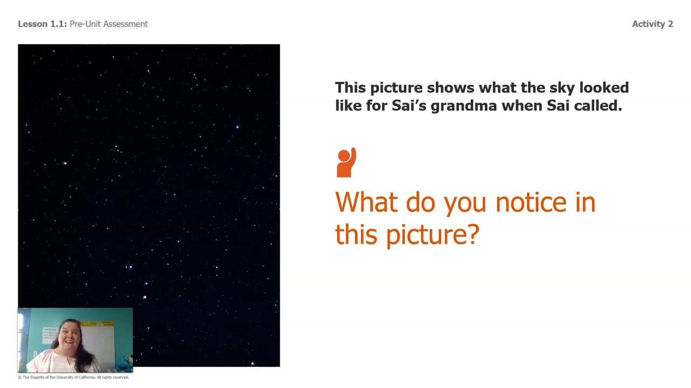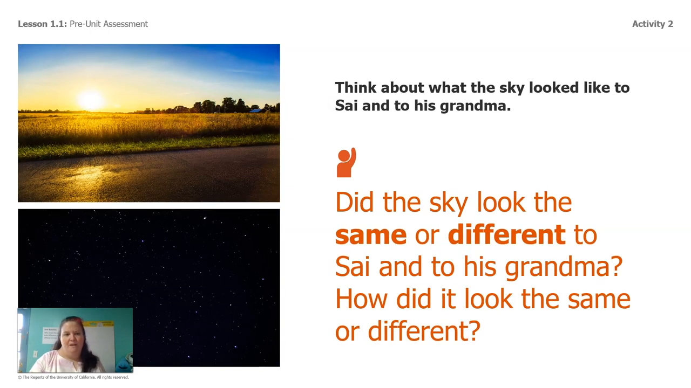Now, when Cy's grandma looked out her window, this is what she saw. What do you notice about this picture? Yeah, particularly when we look at these two pictures together, we can tell that what Cy saw and what his grandma saw is not the same, right? It's different. How did what they see look the same, and how did what they see look different? Let's look at these two pictures.